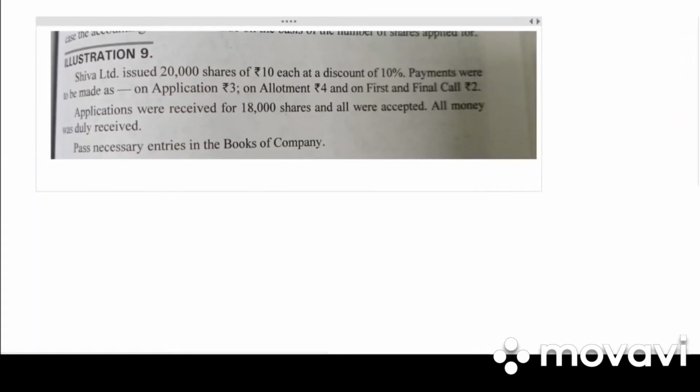So let us take down an illustration. Shiva Limited issued 20,000 shares of rupees 10 each at a discount of 10%. Payments were to be made on application 3, allotment 4, first and final call 2. Applications were received for 18,000 shares and all were accepted. All money was duly received. So here it is undersubscription of shares, that is, out of 20,000 only 18,000 have been applied for. Pass necessary journal entries.